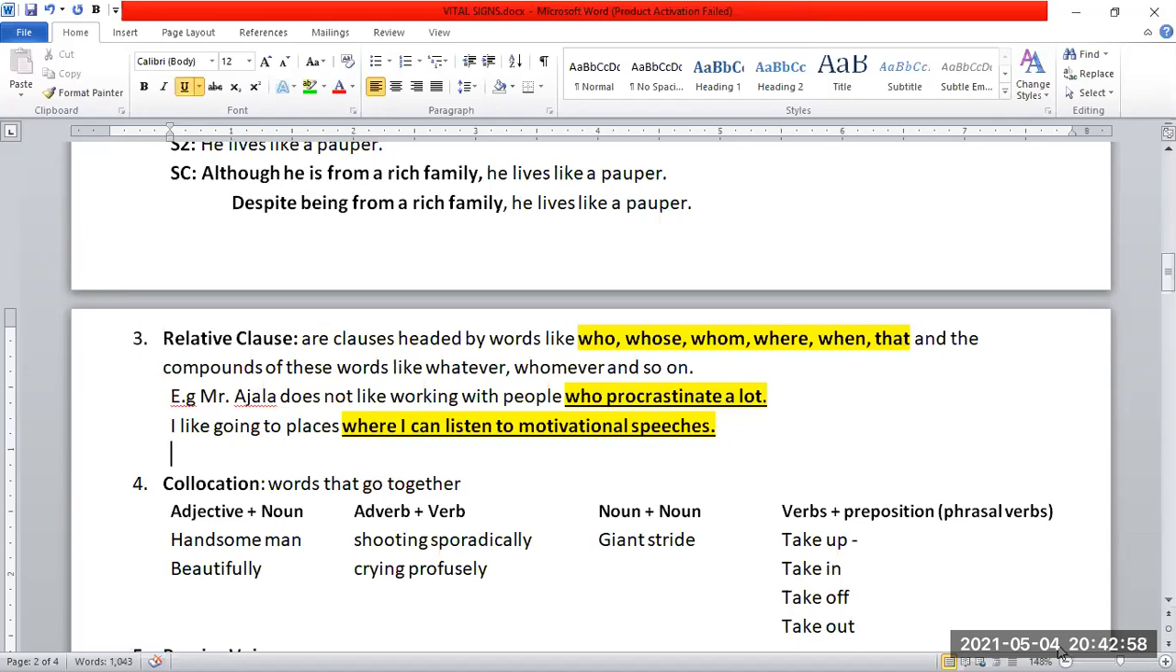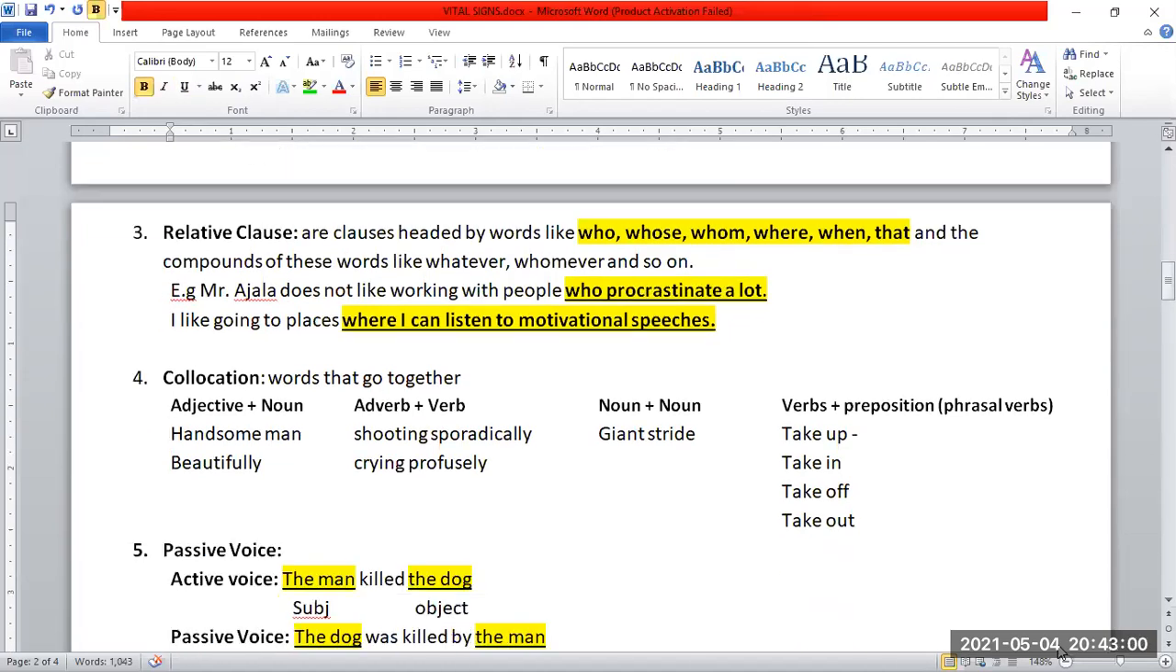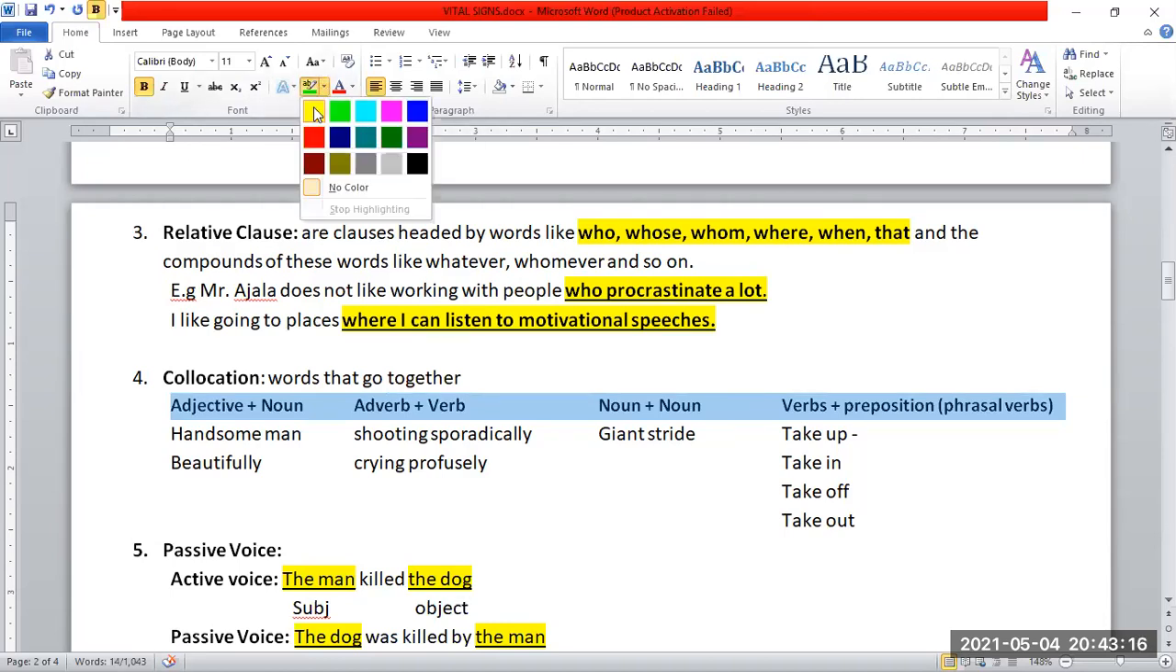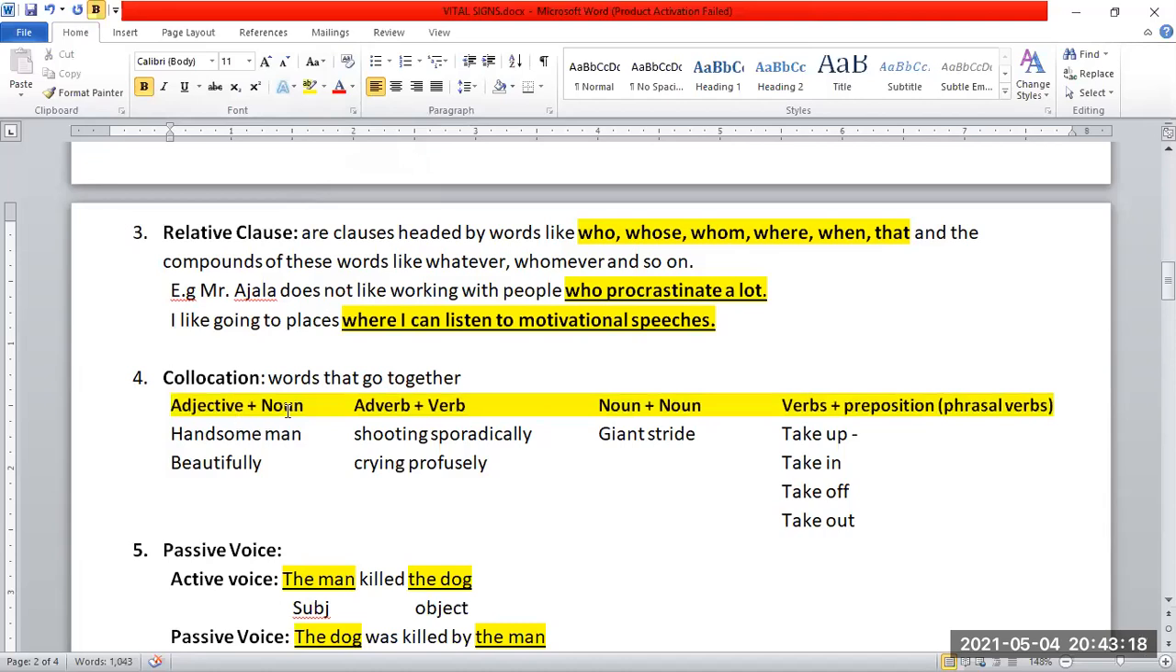So let's go on. Now, collocations are words that go together. Most of the time these words operate together. You have combinations like adjectives and noun, adjectives and verb, noun and noun, verbs and preposition, which sometimes could be called phrasal verbs.